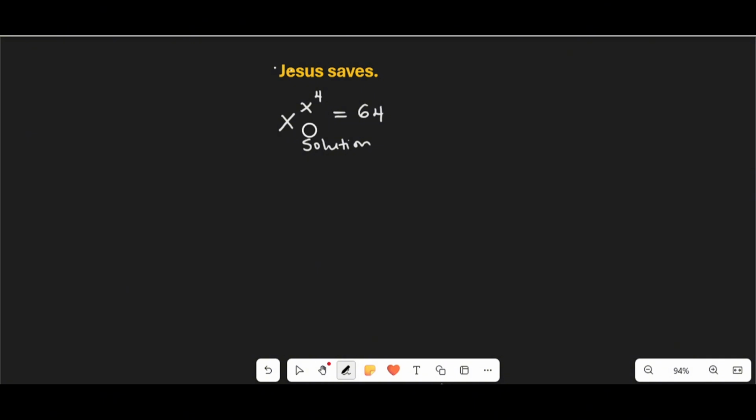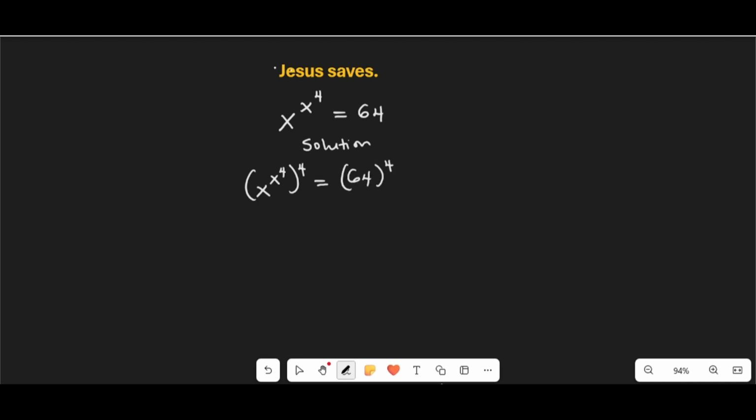Let us raise both sides to the power of 4. So we are going to have x raised to the power x^4, all raised to the power 4, equal to 64 raised to the power 4.